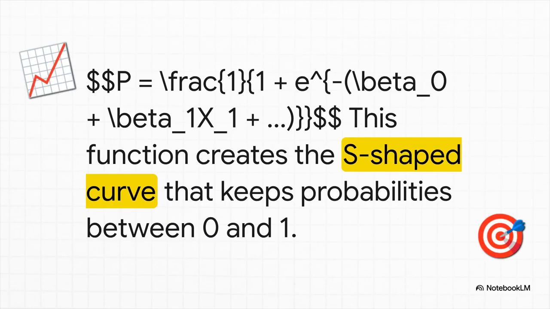Now, this one might look a little intimidating. I get it. But this formula is the whole secret behind logistic regression's magic. This is the mathematical function that takes all your messy data and elegantly squeezes it into that beautiful, predictive S-shaped curve, making sure your probabilities always land perfectly between 0 and 1.